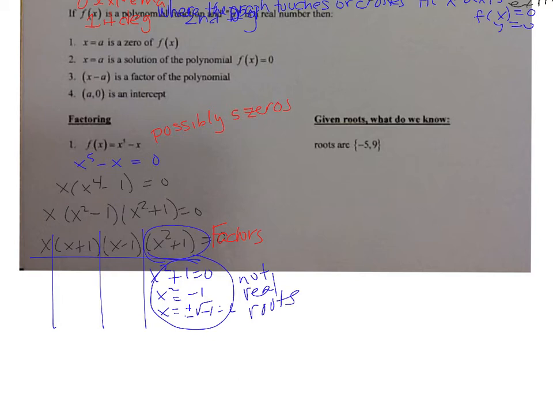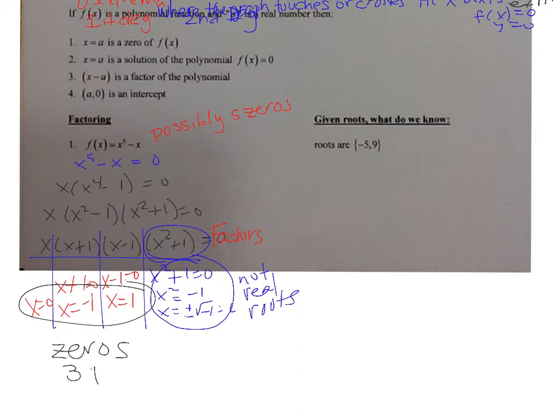All right, and then here I have x minus 1 equals 0, so x is equal to 1. X plus 1 equals 0, x equals negative 1, and just x equals 0. So these here are my zeros. So how many zeros do I have? I have 3 real zeros. So it crosses the x-axis 3 times.